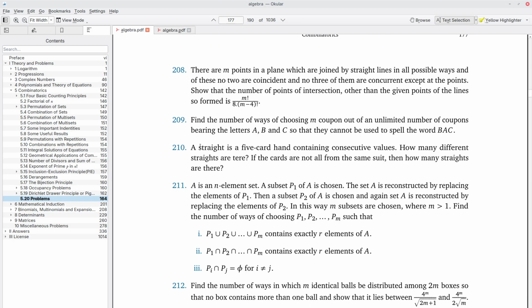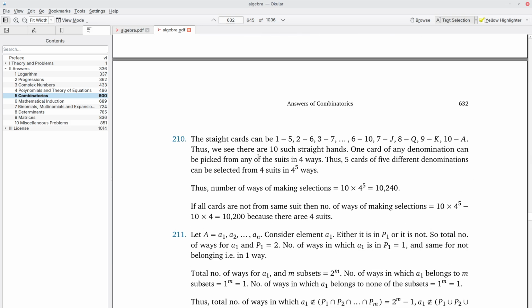Question 210 says that a straight is a 5-card hand containing consecutive values. How many different straights are there? If the cards are not all from the same suit, then how many straights are there? So the straight cards could be 1 through 5, 2 through 6, 3 through 7, and so on, up to 10 through K, A. Thus, we see that there are 10 such straight hands.